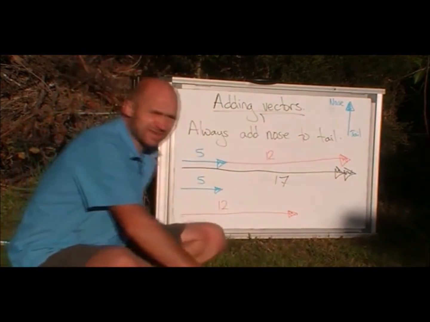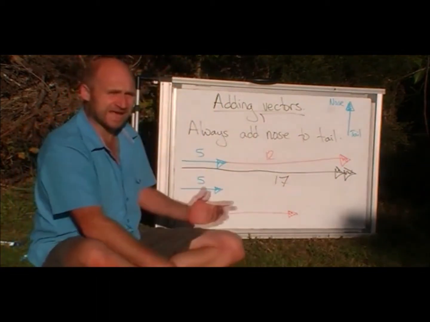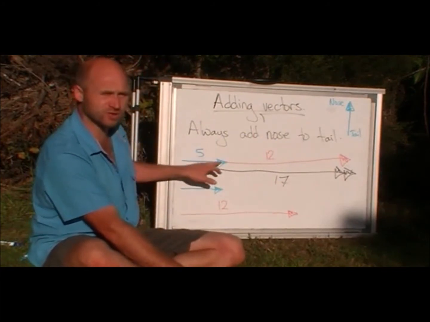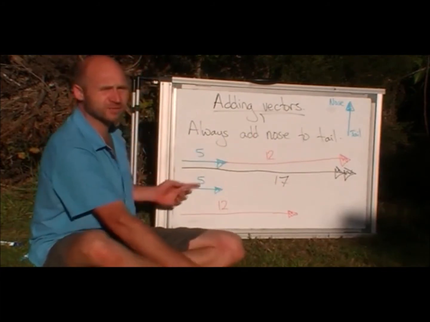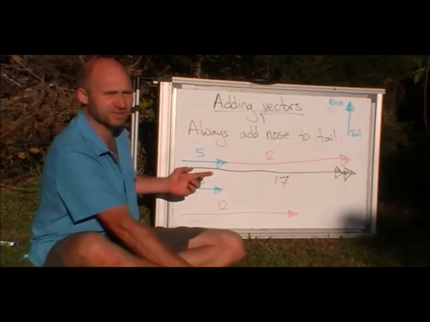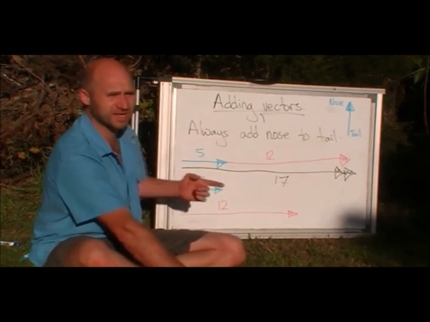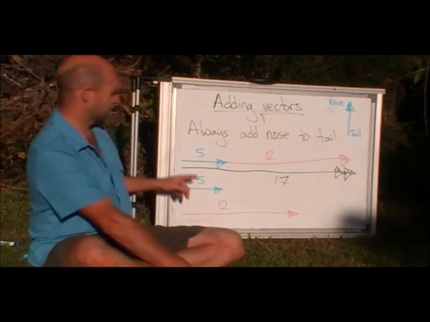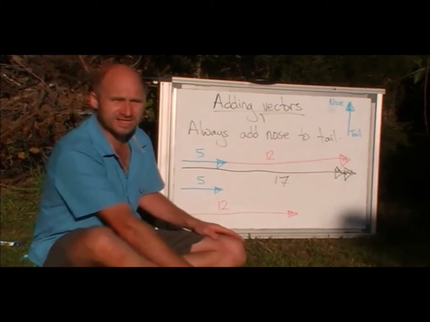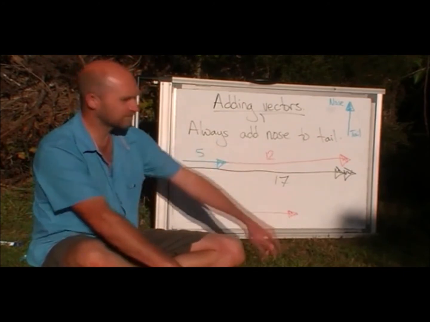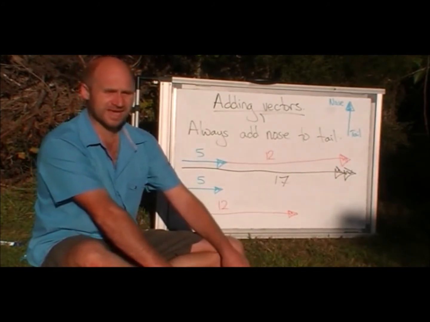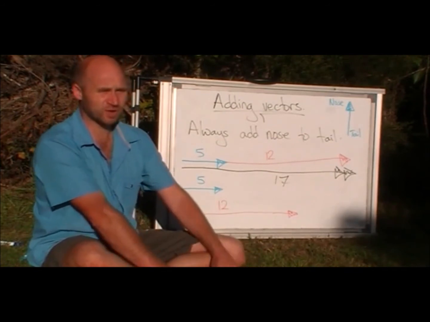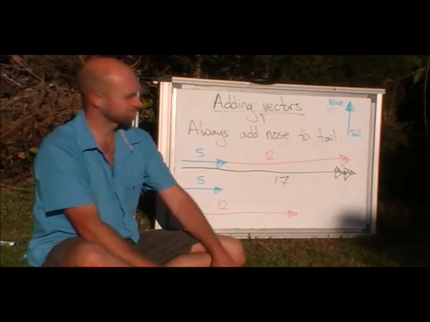So it turns out in this case that the maths teachers had it right. 5 joined on to 12, nose to tail. It doesn't matter if you did it the other way around. 12 plus 5 is 5 plus 12. Addition's like that, subtraction's different. You've got to do it the right way around with subtraction. But 5 plus 12 really is 17. And you'll notice that we put a double head on that resultant vector just to show that it is the sum of those other two vectors.